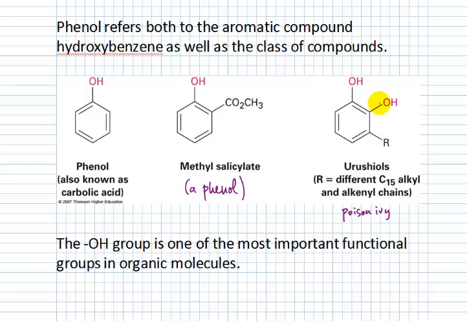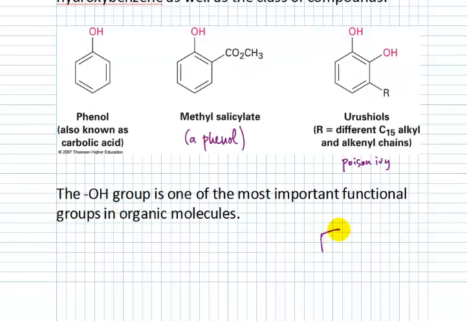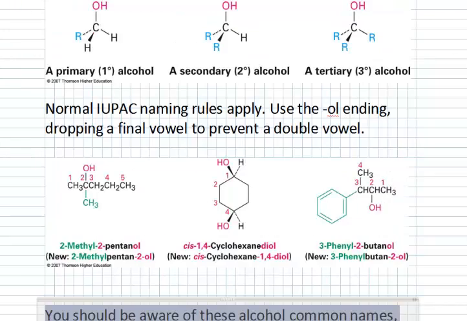1,2-dihydroxybenzene is known as a catechol. So if I draw a benzene ring with two hydroxyl groups next to each other, that is catechol, C-A-T-E-C-H-O-L. So as we have already seen, and we'll see further in this chapter, the OH group itself is one of the most important functional groups in organic molecules, especially biological molecules. The OH group is typically key to functionality of many important molecules.